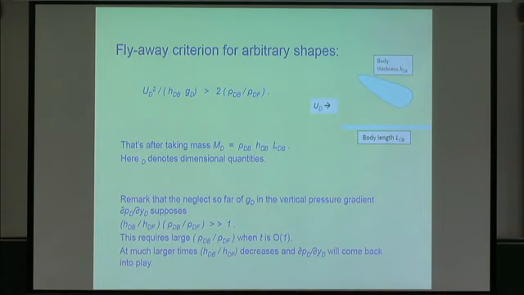What have we got here? The Froude number is based on the effective thickness of the body, h_D^B. That thickness is defined by this quantity. It's essentially, in 3 dimensions, the volume of the body divided by its planform area.